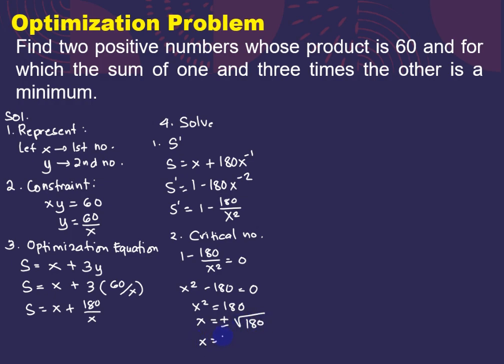And we know that 180 is 36 times 5. So, square root of 36 is 6, square root of 5. And since the problem is asking for positive numbers, therefore we consider x equals positive 6 square root of 5. So this is our critical number that will be considered. Now, we need to determine if this will give you a minimum sum. So using the third step under solution, use the second derivative test.